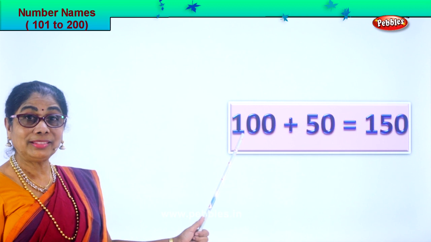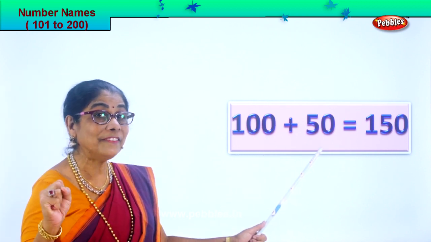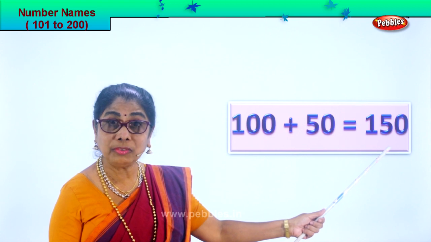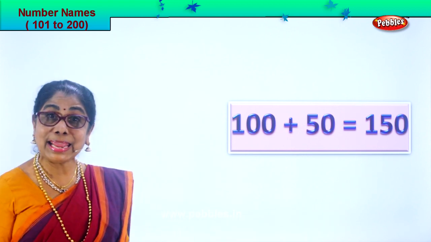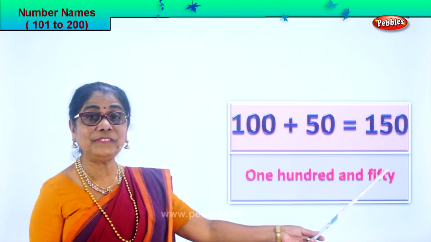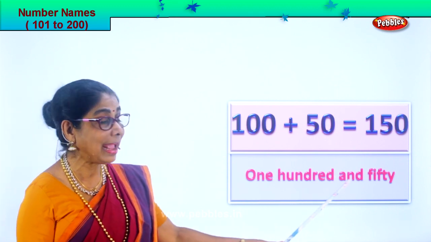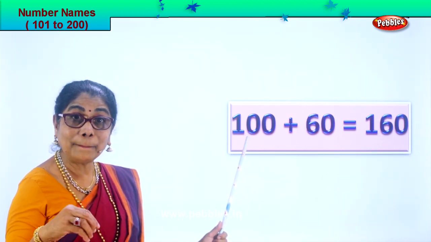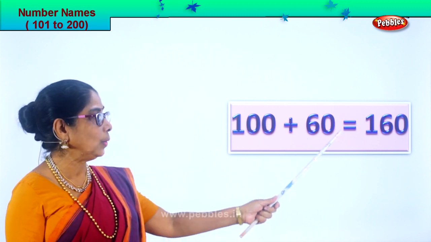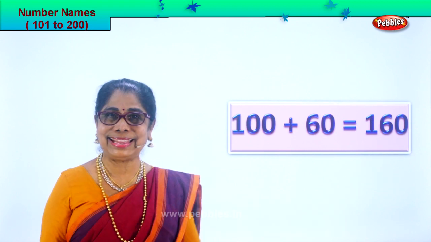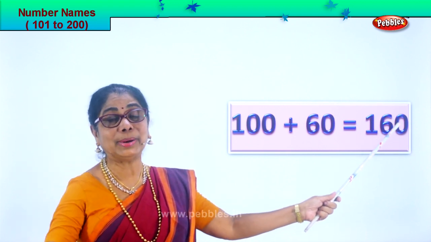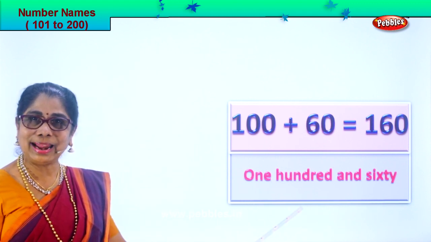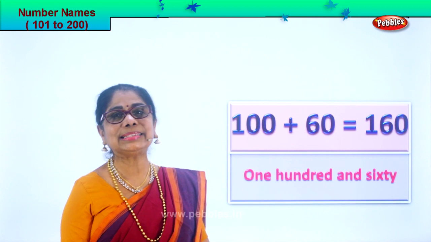Look what you have here. Three-digit number 100 plus 50 equal to 150. Read this. 150. Next, we'll write its name. 150. Read it again. 150. Good. Let's take the next number. Three-digit number 100 plus 60 is equal to 160. That's the number. Let's write its name. 160. Read this. 160. Good.